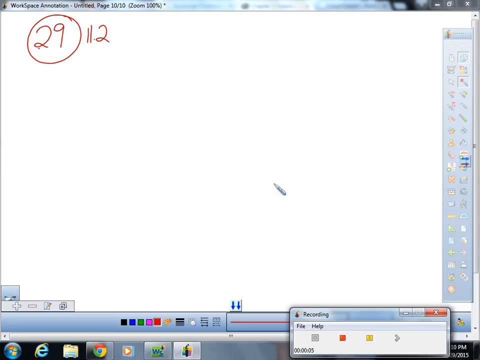So we are on number 29 from 11-2. The directions state the following. Find the open interval or intervals on which the curve by the given vector-valued function is smooth.